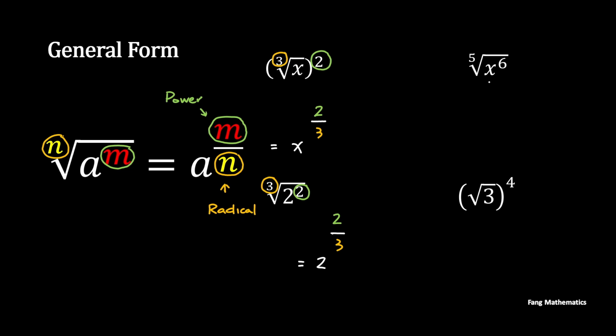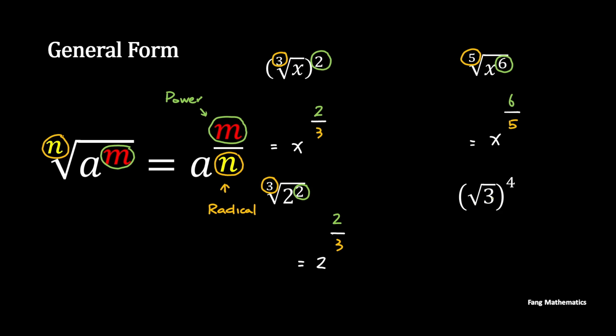Moving on, let's look at this. X to the power of 6. And in fifth root, let's identify the power, that is a 6. So 6 on the numerator, and the radical number 5, 5 at the denominator. So 6 over 5 is your exponent. And you have the base as x, that should be the number.